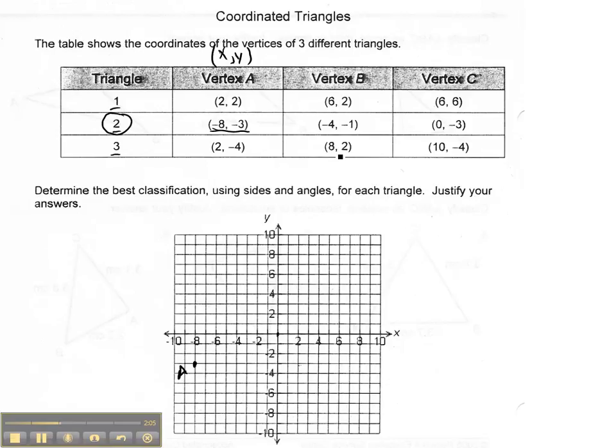The next vertex would be at (-4, -1). So again, starting at the origin, I go 4 to the left and down 1. There's vertex B. And then vertex C would be at (0, -3). If the x-coordinate is 0, that means I don't go right or left at all, but the y-coordinate is -3, so this vertex is on the y-axis, vertex C, and then I connect those vertices.